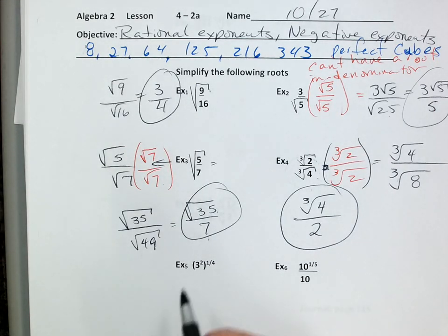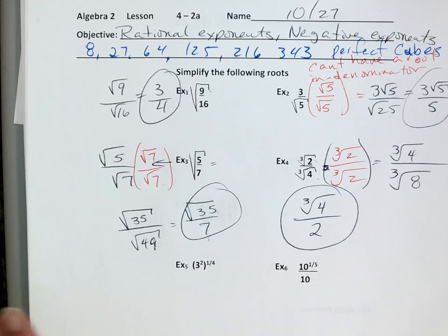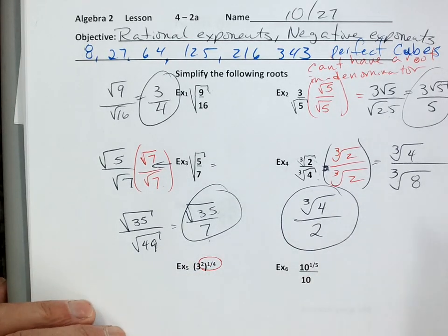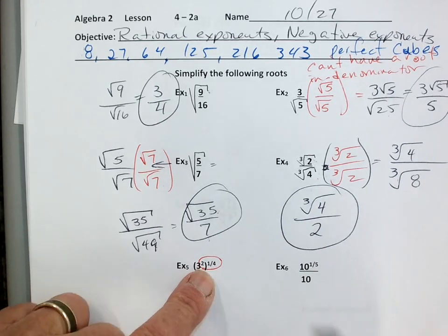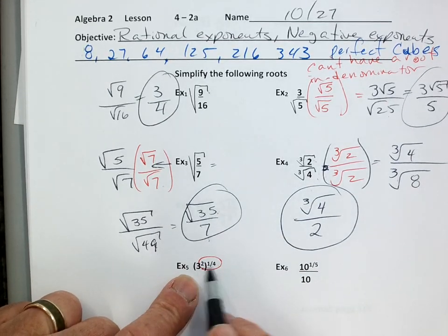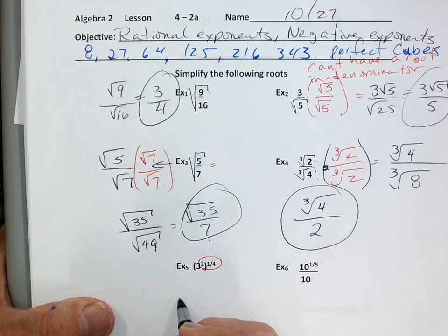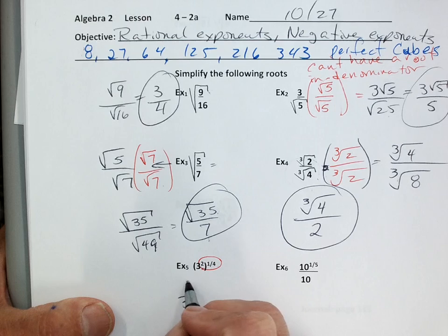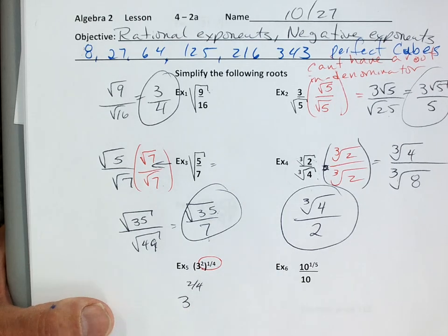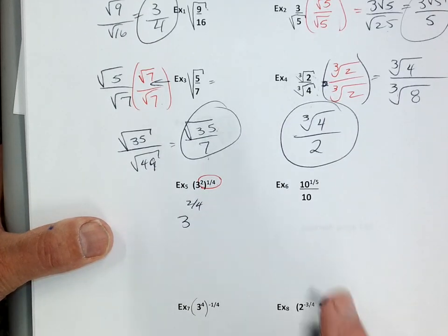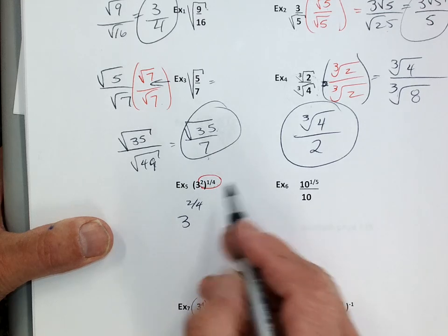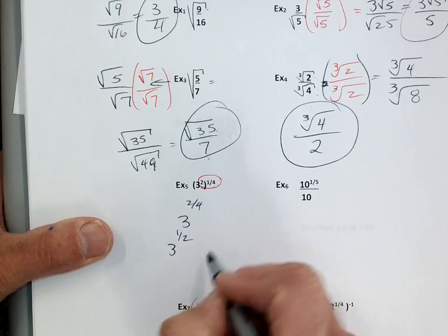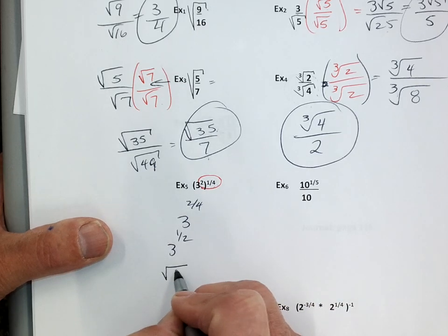So just that's your answer. Okay, example 5. We have learned in geometry and in algebra that if you've got an exponent to an exponent, let's just multiply exponents. So I get a 3 to the 2 fourths, 2 times 1/4 is 2 fourths, or 3 to the 1/2, which we can rewrite as the square root of 3.